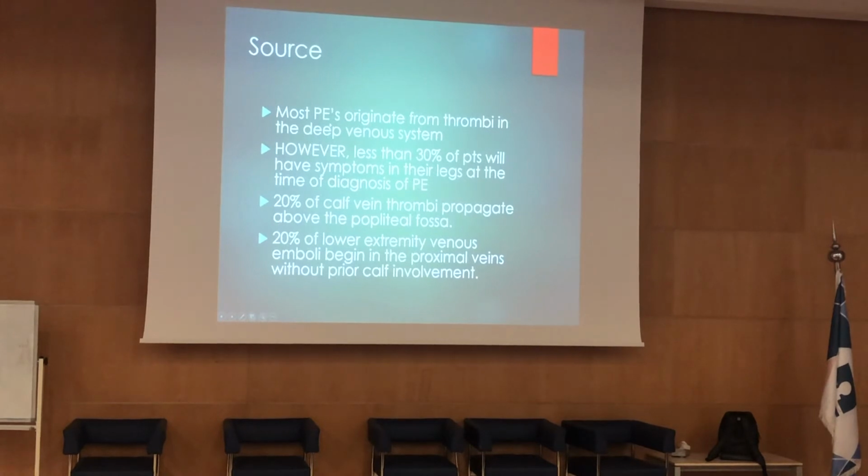So most pulmonary embolism, which is in the lung, actually originates from the deep venous system. And in the legs we have two venous systems, superficial and deep. If the thrombus is in the superficial system, it is less likely to go to the arterial system, but deep vein thrombosis is the most common scenario. However, less than 30% of patients will have symptoms in their legs. Remember, not all patients will experience symptoms of DVT in the lower limbs.